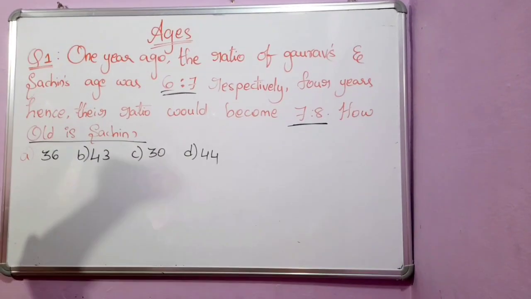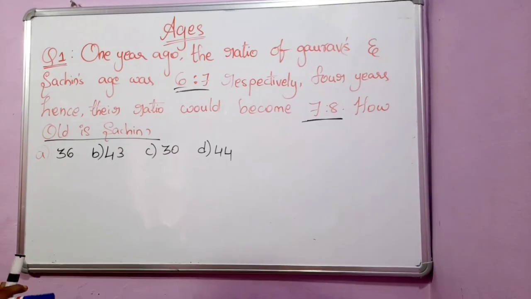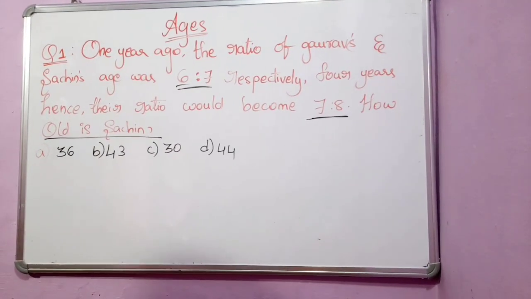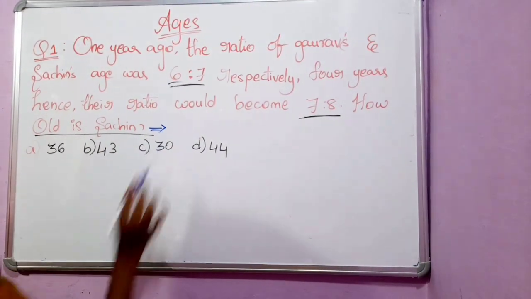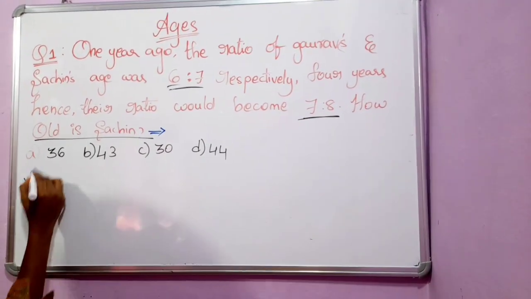See the first question here. 1 year ago, the ratio of Gaurav's and Sachin's age was 6:7 respectively. 4 years hence, the ratio would become 7:8. How old is Sachin? Now we have to find Sachin's present age. The options given here are Sachin's present age.